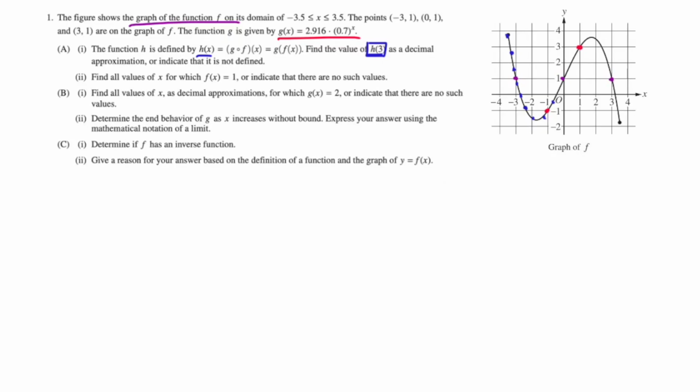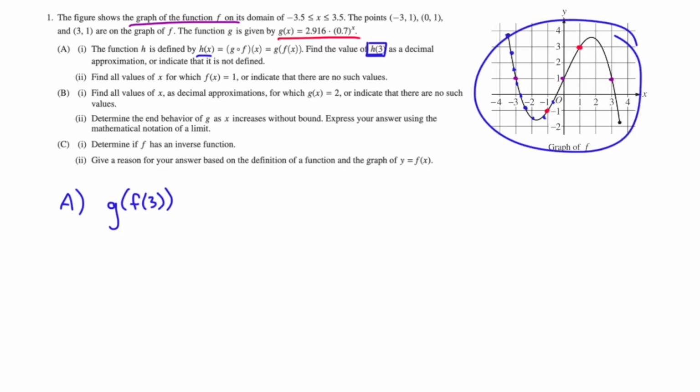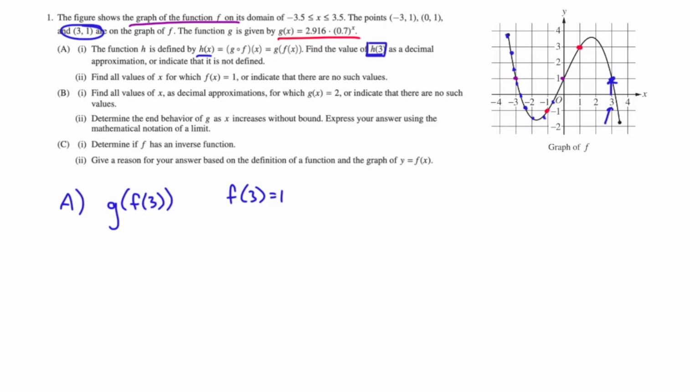And h is the composition of these two functions. So we need to plug 3 into the function f first. And our function f shows up as a graph. So if we look at where x is 3 and then follow that up to the graph, we can see that the output is 1. And again, they verified that for us in what they stated in the beginning of the problem. (3, 1) is on the graph of f, so we can be sure of that. So what that means is f of 3 equals 1.